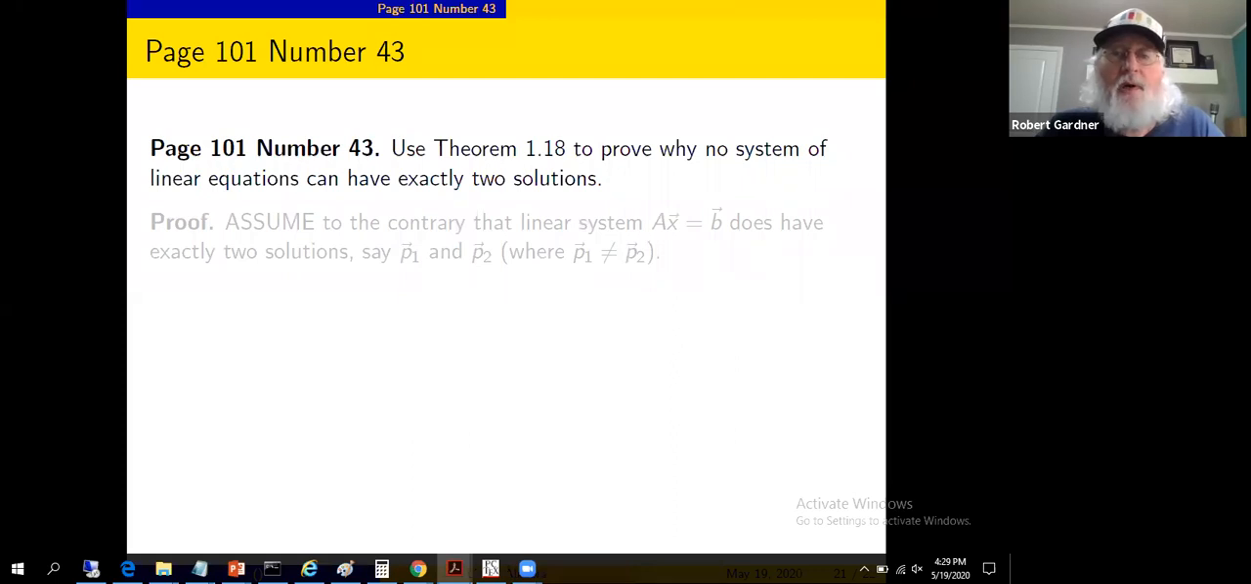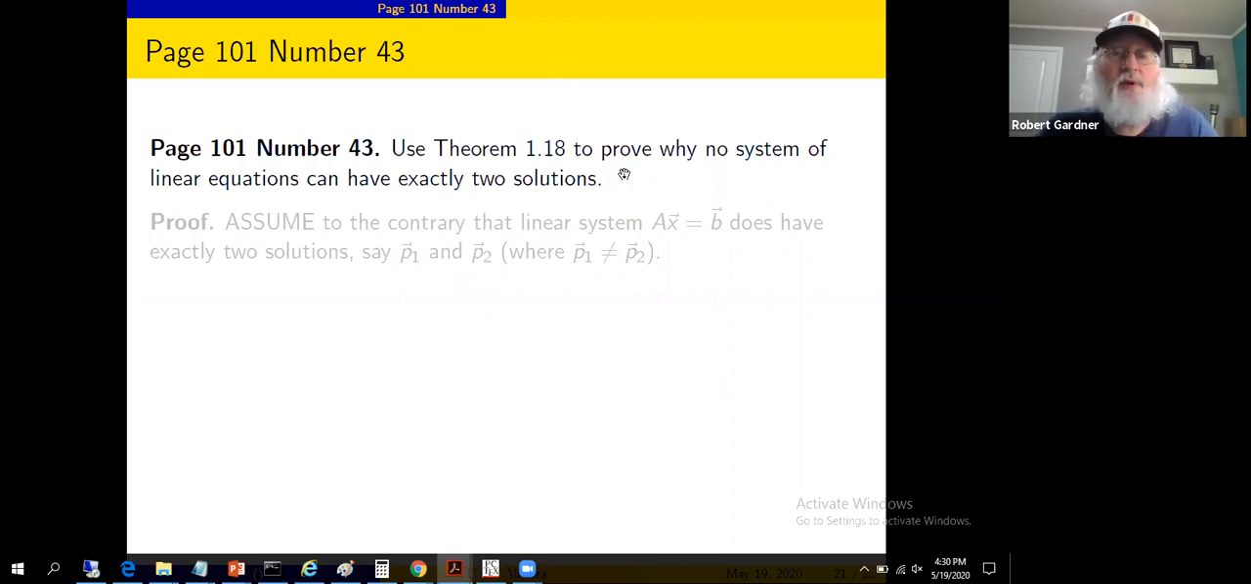Another one. Also, with an eye towards Theorem 1.18, prove why no system of linear equations can have exactly two solutions. We've only seen three things happen with systems of equations, because only three things can happen. We've seen them have no solutions when they were inconsistent. We've seen them have unique solutions, and we've seen them have non-unique solutions. And the only time they had non-unique solutions was when we had free variables. Then they had infinitely many solutions. So this isn't a surprising result.